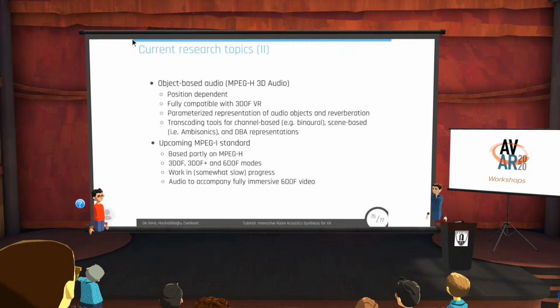And another is the MPEG-I standard, which is still in the works. This is again about delivery of immersive experiences. The audio component, at least, is based partly on MPEG-H 3D audio, that is, object-based. And MPEG-I will provide, when it occurs, all three different modes of immersion: 3DOF, 3DOF plus, which allows you to move your head just a little around your current listening area, and 6DOF, which allows you to move about the environment just as you would do in AltspaceVR.